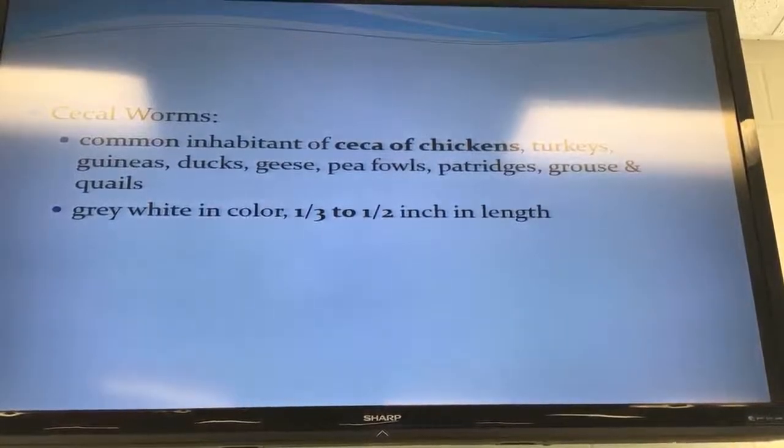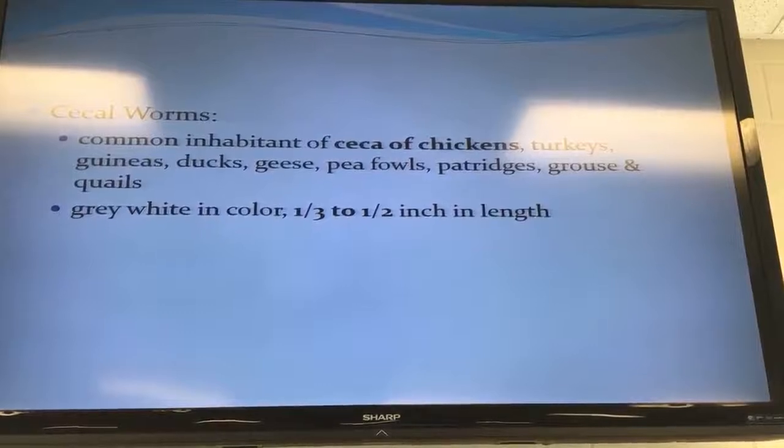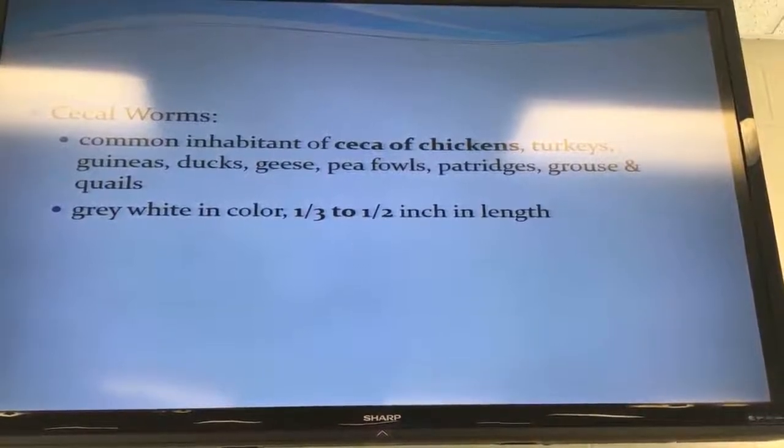Okay, the last of our nematode parasites are cecal worms. These are found in the ceca of chickens and other avian species. What's the proper name for this? Heterakis gallinae. Now, if you suspect these, either looking at the feces or doing a necropsy and looking at the ceca, you have to look very carefully, because these are really small worms. At maturity, they're only about 1/3 to 1/2 an inch, and they can be easily missed. But they can cause pretty severe damage to the ceca sometimes.